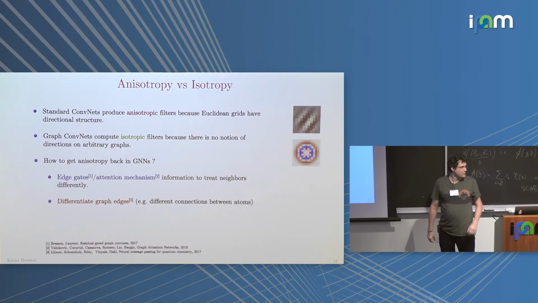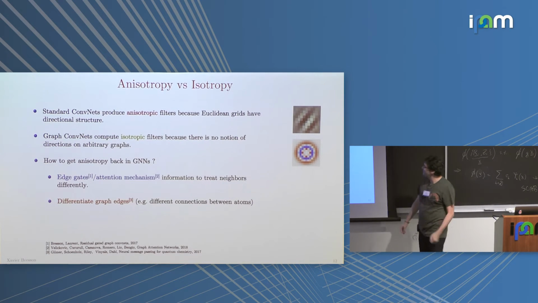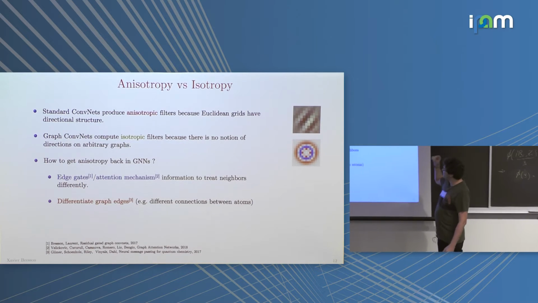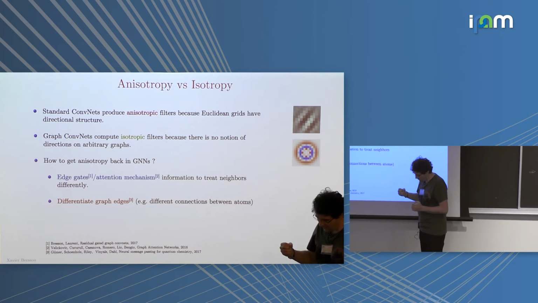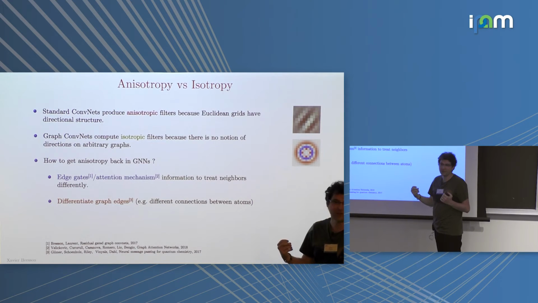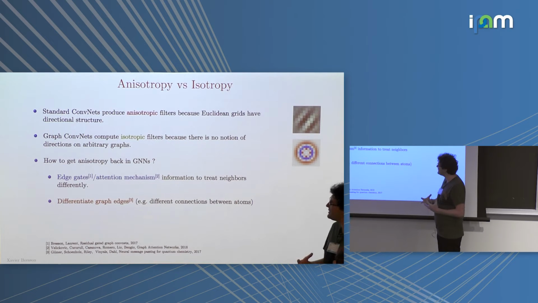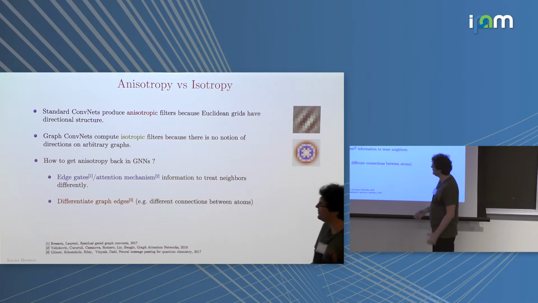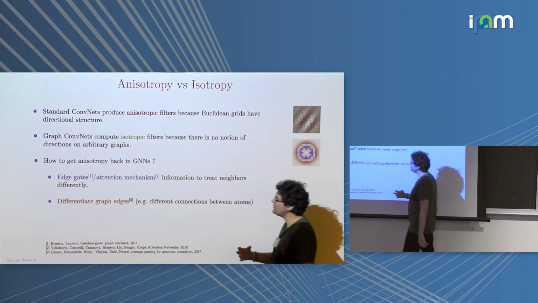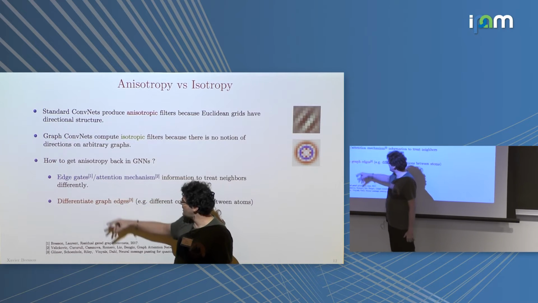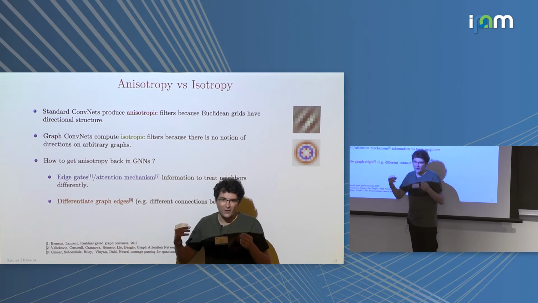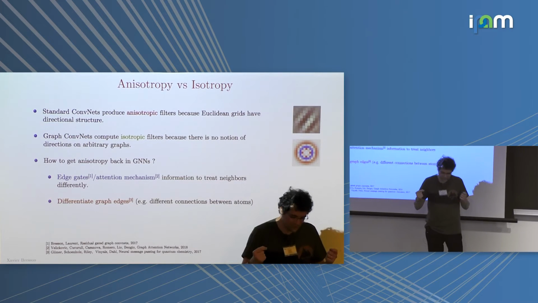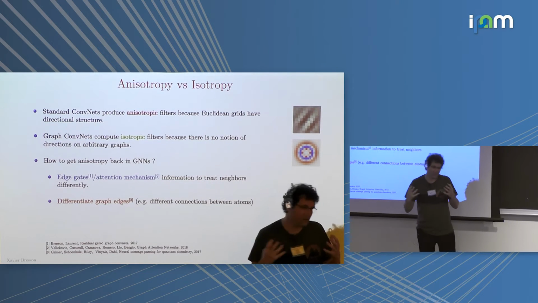So, what time do I have? It's related to the question I was asked before. In a graph, you don't have any notion of directions, right? Up, down, left, and right. You don't have this. So you want this kind of anisotropic property, and again, you can get it if you use a gating mechanism or attention mechanism, or either you already have this kind of type for the edge connection, like the bond in molecules.